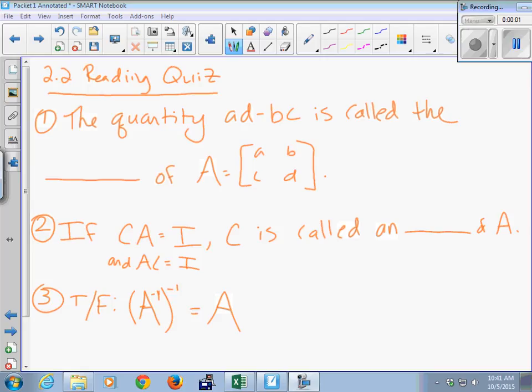Okay, let's go over this. The quantity AD minus BC is called the what of matrix A? Determinant. Okay, if CA equals I and AC equals I, C is called the inverse of A. And true or false, the inverse of A inverse is A? True.